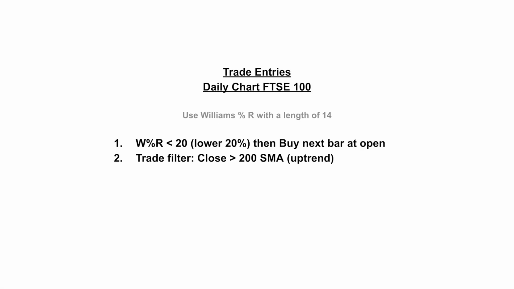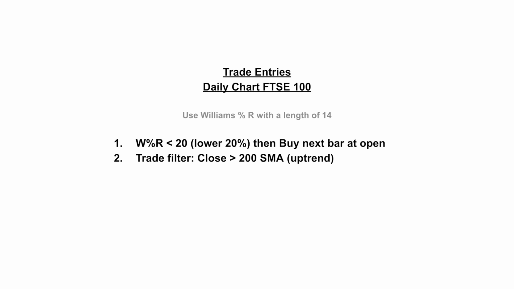So what market does this strategy work on and how do we trade it? This strategy works on the daily chart of the FTSE 100, and the data that I'm going to be using is CFD data for the FTSE 100. We're going to be using the Williams %R indicator with a length of 14. Rule number 1: when the Williams %R indicator is less than 20, or the lower percent of the range on your chart, then buy the next bar at the open.